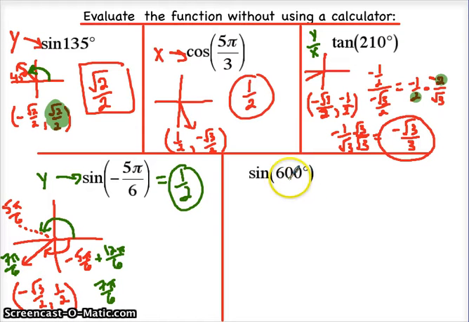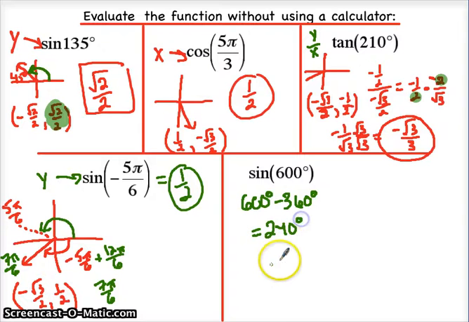Now, sine of 600 degrees, that same idea. We want to think about a coterminal angle. How could I go around the circle, much like we did with our radians over here on the left, in order to make it something we can look up? Well, 600 minus 360 is 240 degrees.